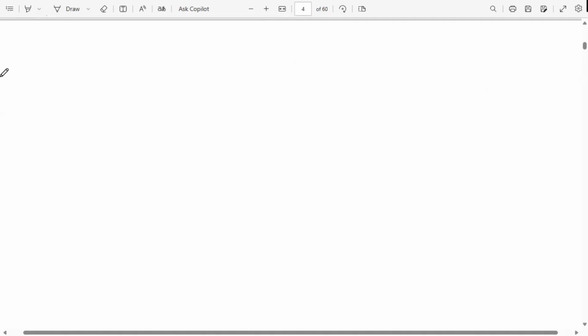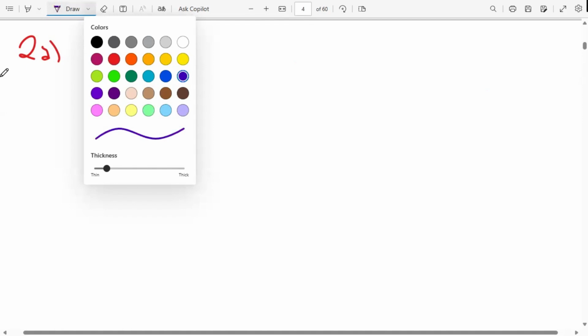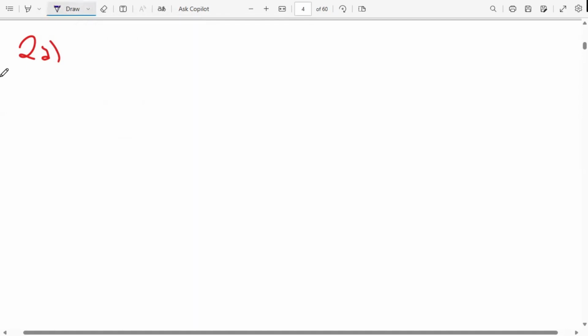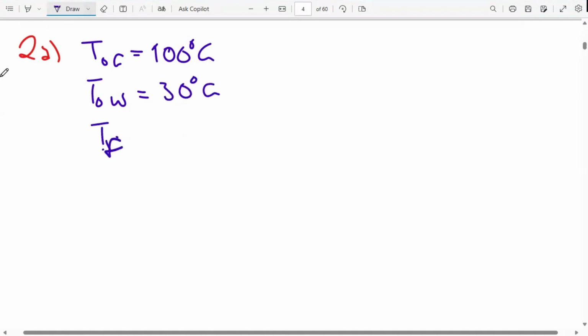We have been given two substances here. This is question 2, part A. The first substance is the copper, and the copper has the initial temperature, T0 of copper, which is 100 degrees Celsius. Then I have T0 of the water, which is 30 degrees Celsius. We've been given T final, the equilibrium temperature, to be 36 degrees Celsius.